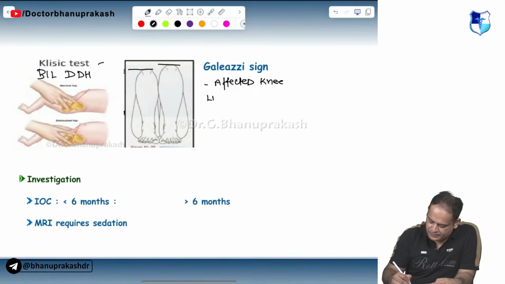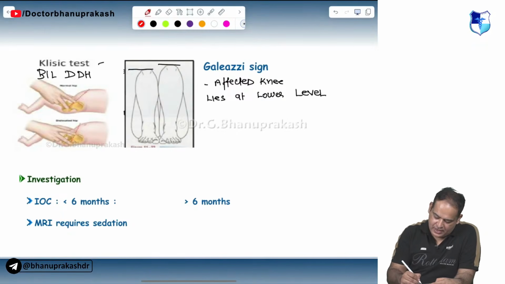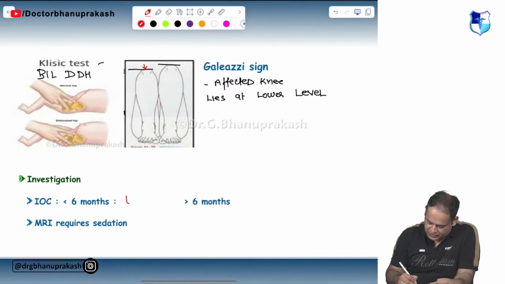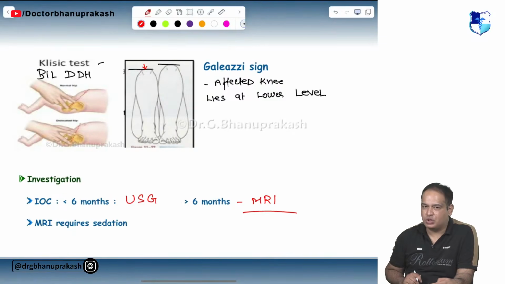Affected knee lies at lower level. Investigation, less than 6 months: what is the investigation of choice? Ultrasound. More than 6 months: what is the investigation of choice?